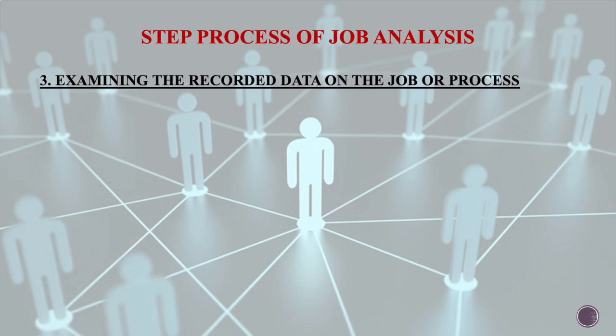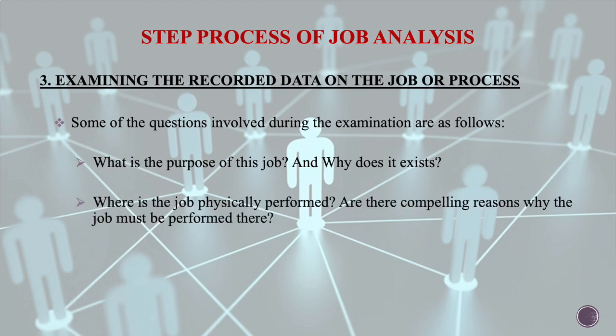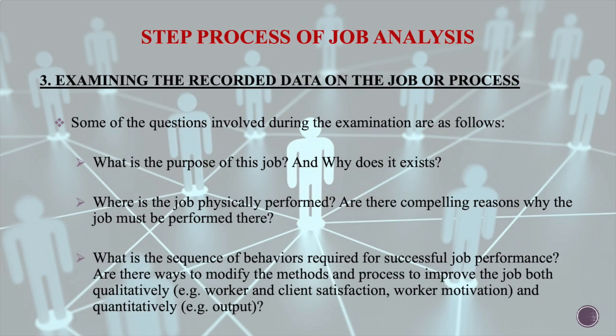The third step is called examining the recorded data on the job or process. In this stage, we need to visit some of the questions which can be examined. For example, being in HR, when we follow this step we need to ask ourselves: what is the purpose of this job, why does it exist, where is the job physically being performed, is there any compelling reason why the job must be performed there, or what is the sequence of behaviors required for successful job performance? Are there any ways to modify the methods and process to improve the job?